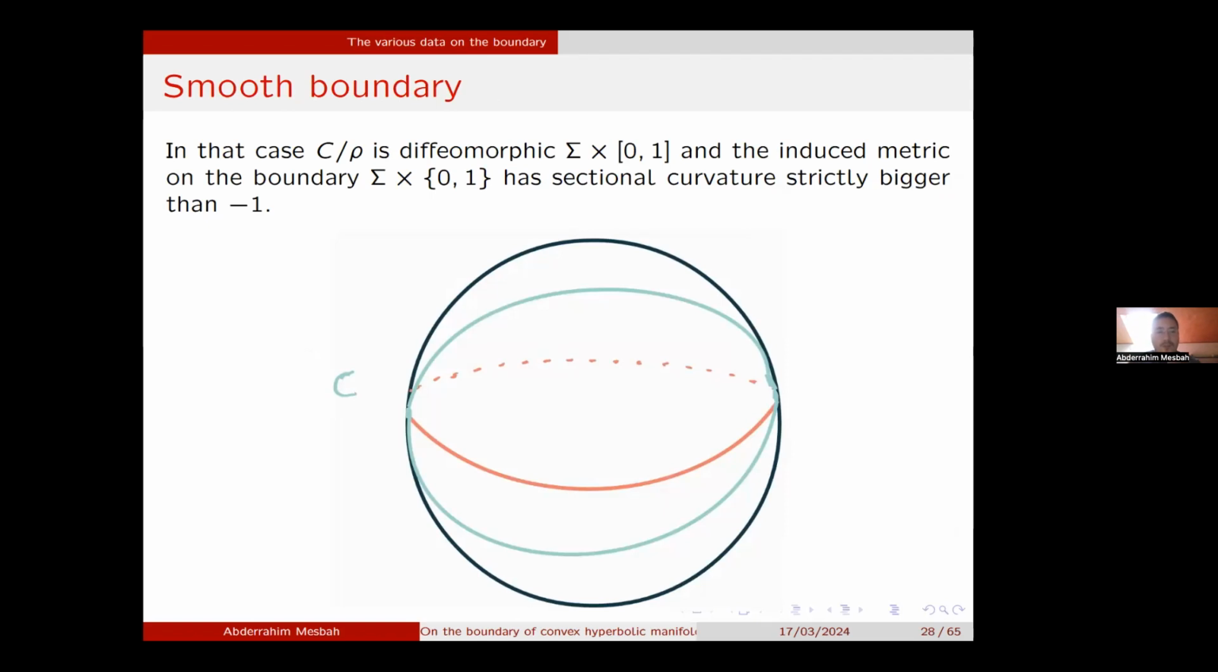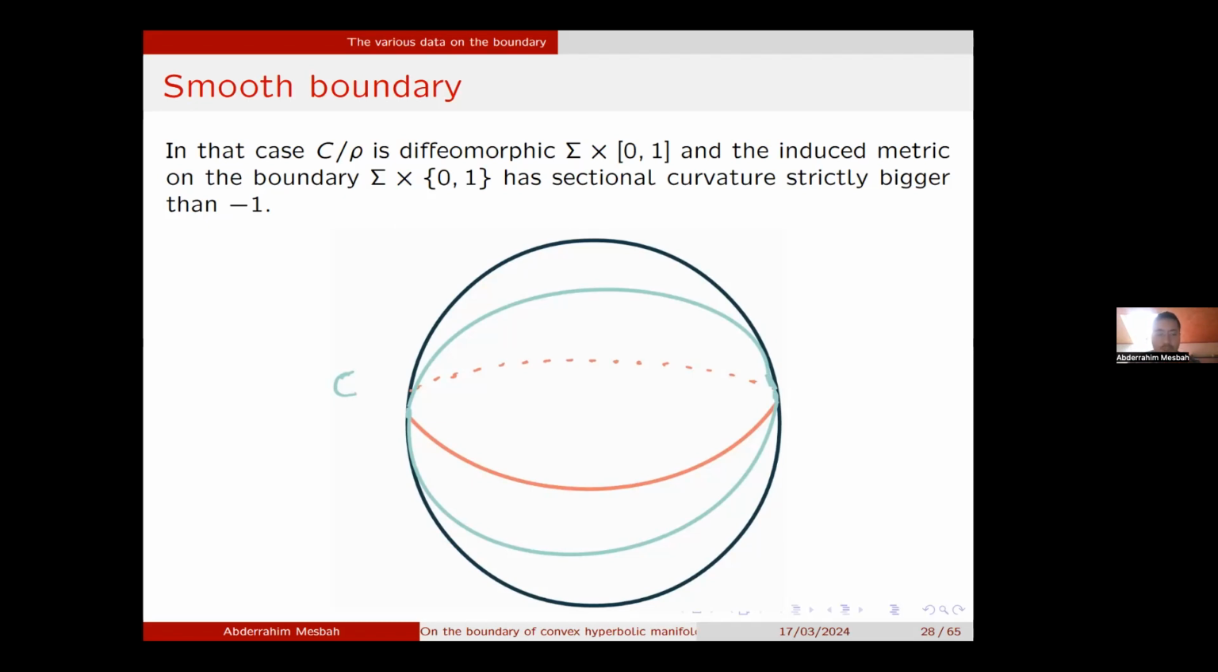So for now, we will take some convex subset C of H3, which is invariant under the action of some quasi-Fuchsian representation gamma rho. So it makes sense to talk about the quotient C by gamma. And also we will get something which is diffeomorphic to sigma times [0, 1].